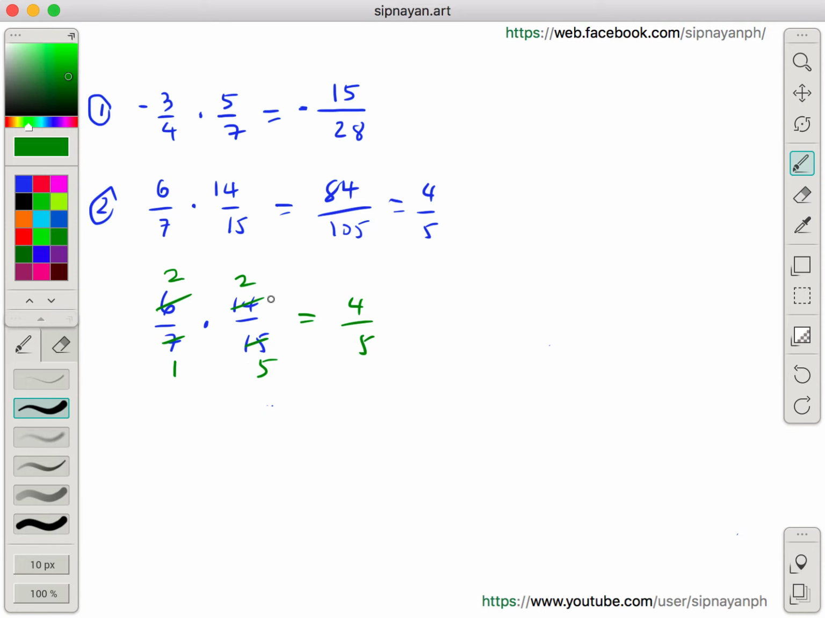Meron pa isang way. Kung mahirap sa inyong ganito, pwede nyo i-factor out, yung prime factorization na tinatawag. So yung 6 over 7 natin is 2 times 3 divided by 7. This is 6 over 7.